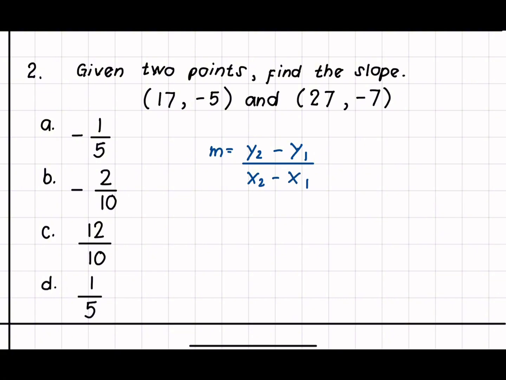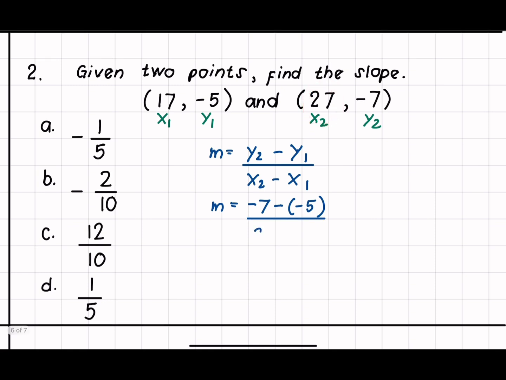First thing that we have to do is to label the given points. We have x sub 1, y sub 1, x sub 2, and y sub 2. Now that we already labeled the points, we can substitute it to the given formula. So our y sub 2 is negative 7 minus y sub 1 is negative 5 over x sub 2 is 27 minus x sub 1, which is 17.